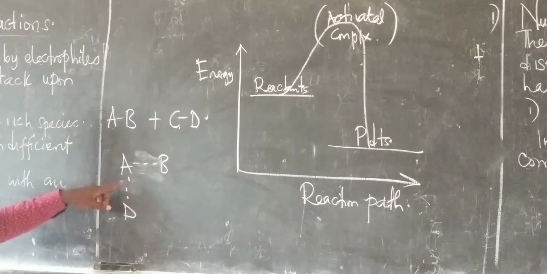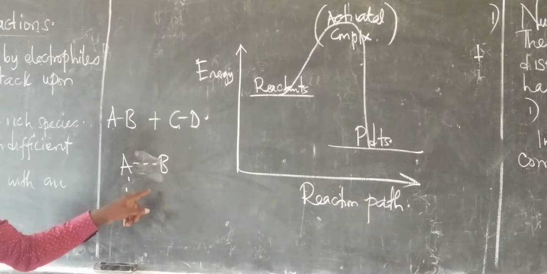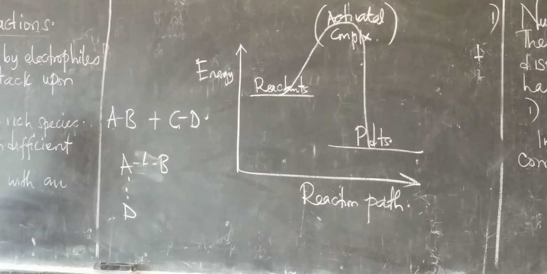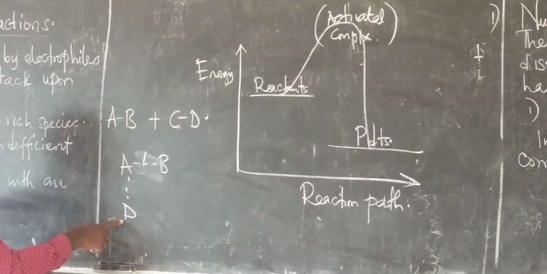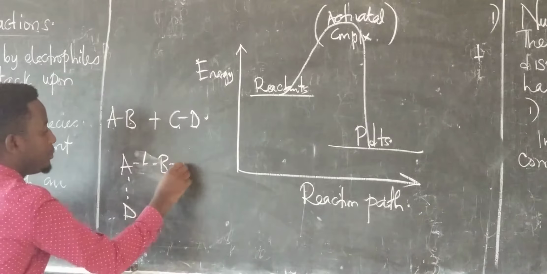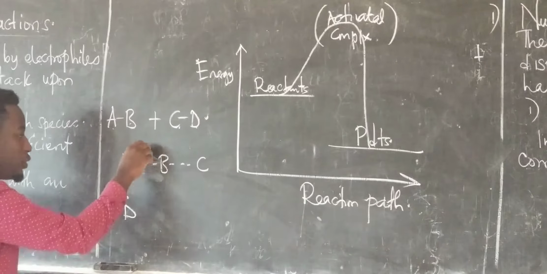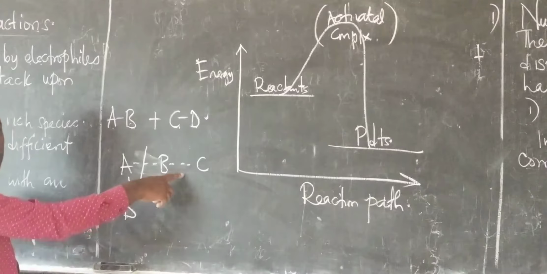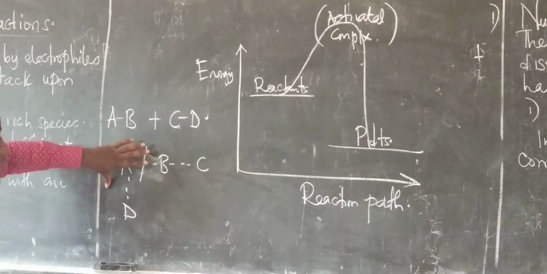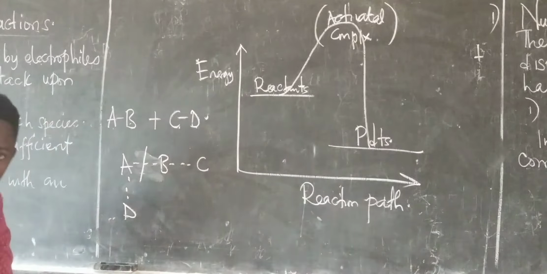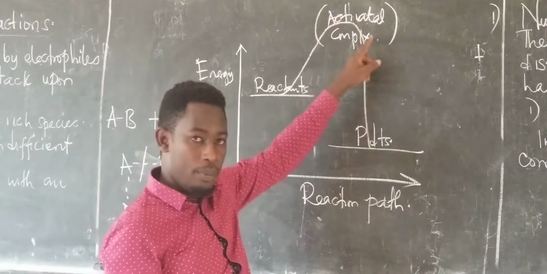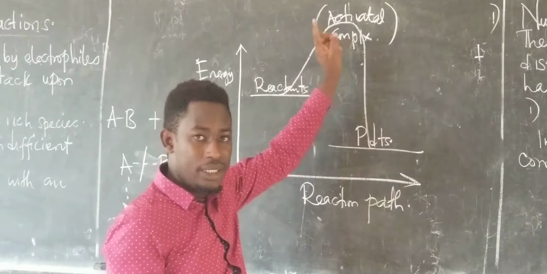So in this case, this one becomes an activated complex, whereby we are trying to break the bond AB, but we are trying to establish a bond AD. We are also trying to establish a bond between C and B. So we are trying to break this bond, but we are trying to form new bonds. So what does that mean? It means that this compound which has partially broken bonds and partially formed bonds is what we call the activated complex.